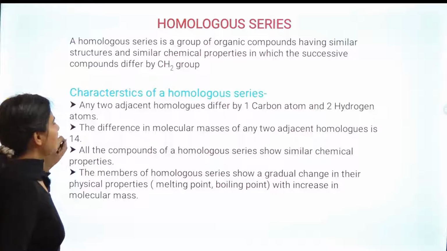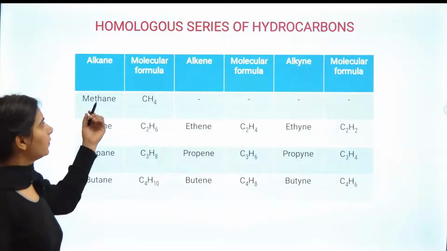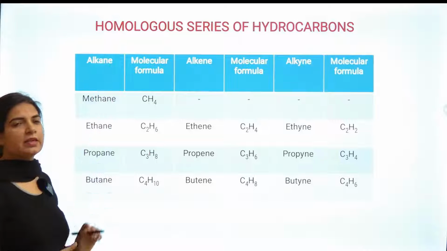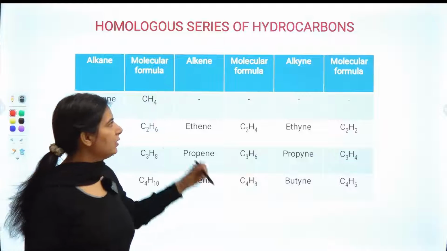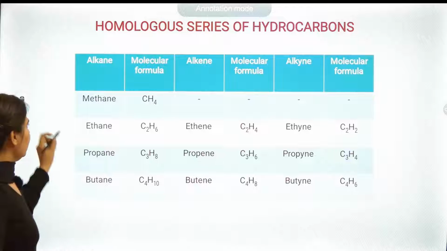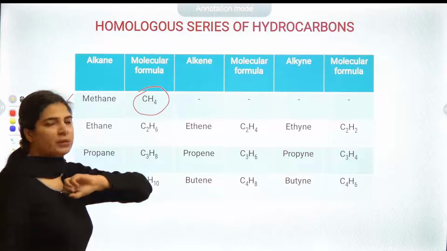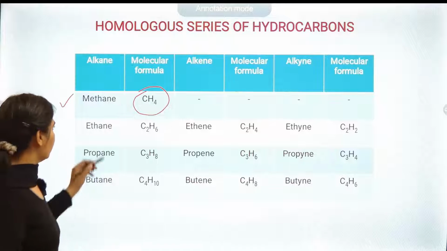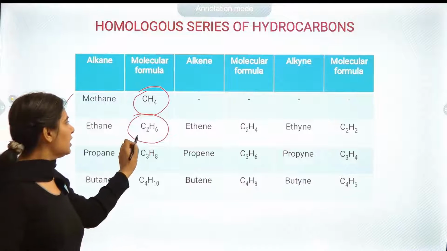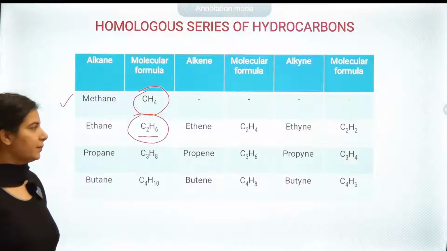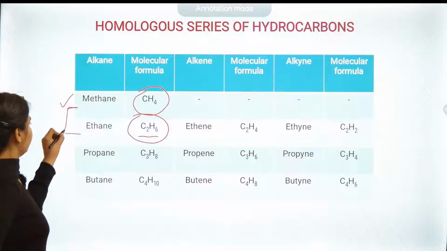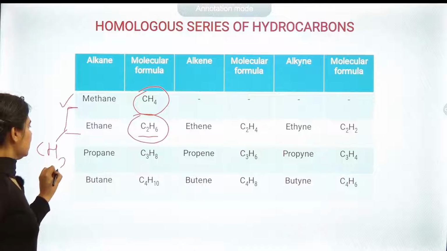Now, let's discuss homologous series of hydrocarbons. Say, we are going to discuss homologous series in case of alkane, alkene and alkyne. Here, in case of methane, the formula for methane is CH4. And if I talk about ethane, the formula for ethane is C2H6. And if I talk about the difference between methane and ethane, the difference will be CH2.